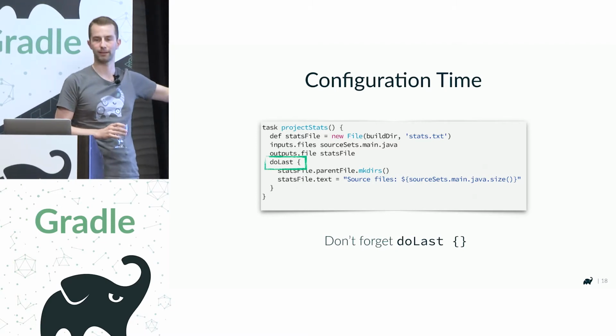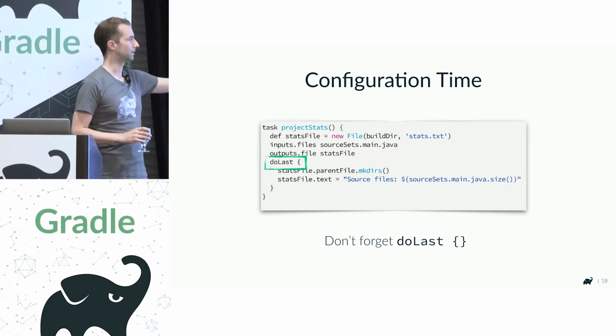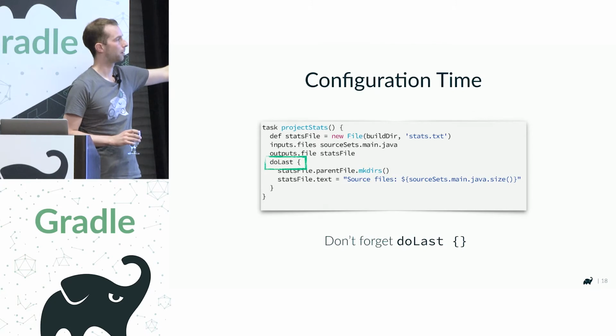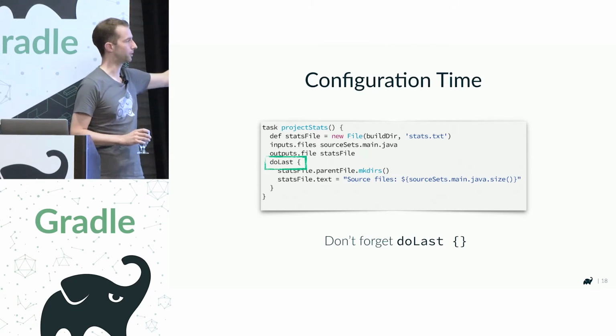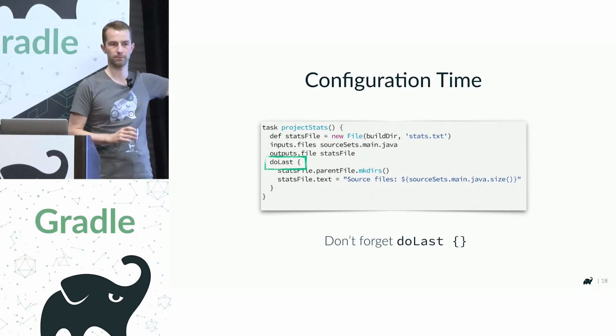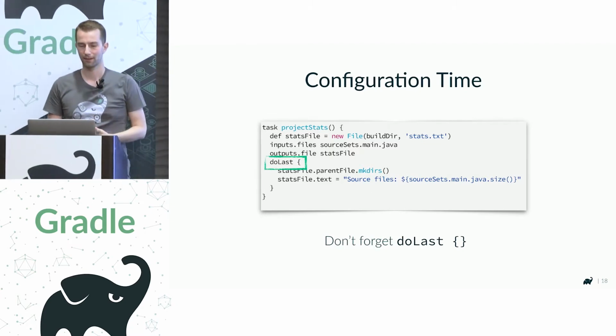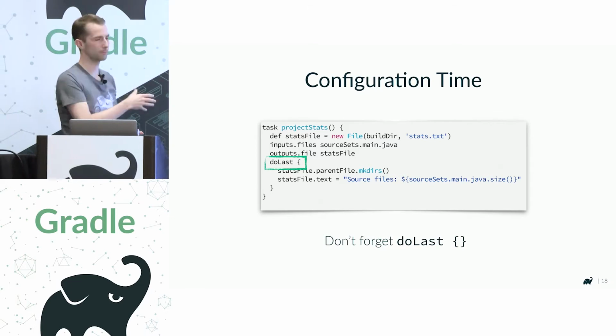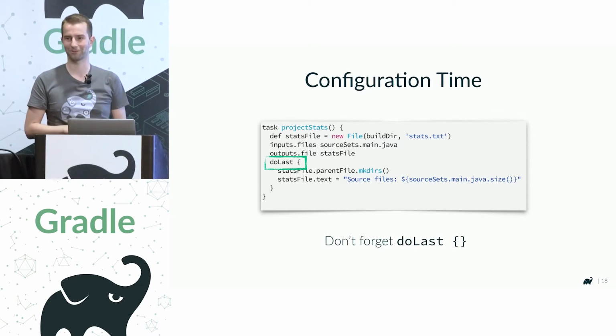That's how you write an inline task. So what we've done here is we say, okay, my inputs are the main Java sources, my outputs are that stats file. And then in my doLast closure, I'm actually going to write that file. And I find that kind of clumsy, so I really don't like those kinds of inline tasks.